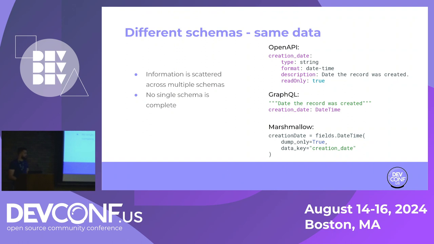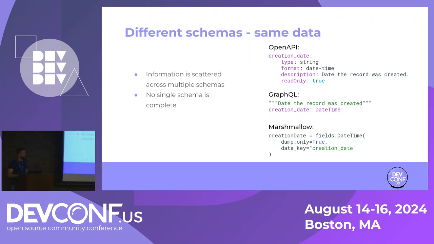All right. We started with the assumption that in our schemas we are always describing different aspects of the same data. Take this example of the creation date field. You can see the REST, GraphQL, and Marshmallow representation for it. Each describes the data a little bit differently with different attributes, but the important part is that no schema is entirely complete.